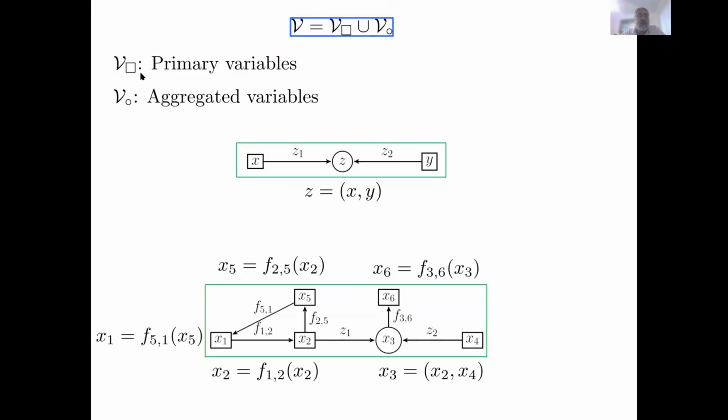We use square nodes to represent primary variables and round nodes to represent variables obtained through the aggregation of other variables. So for instance, the following diagram is interpreted as z being equal to the vector obtained by concatenating the variables x and y. And this other diagram is interpreted as the following identities holding true.